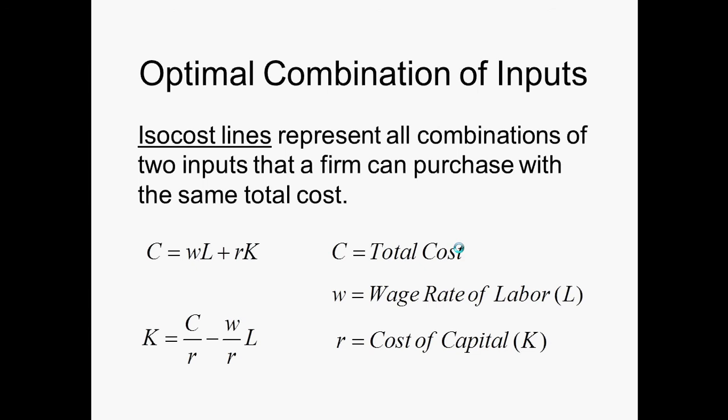So, what's the best way to produce goods? This is kind of similar to the consumer's problem. It's a problem of constrained maximization. We're going to look for the point where the isocost line is tangent to the isoquant.